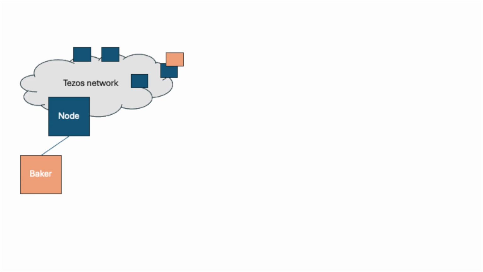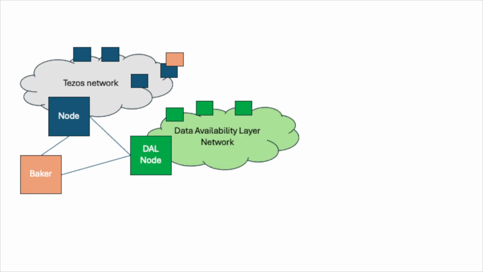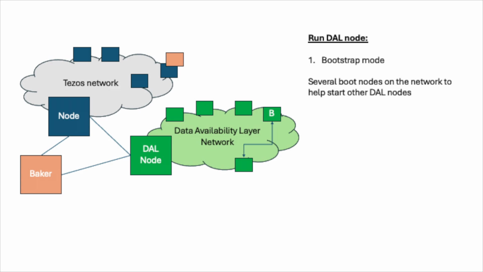Our current setup consists of the node and the baker. The DAL node slots in between the baker and the node, and you can run the DAL node in two different ways. First of all, you can run it in bootstrap mode. So a boot node allows other DAL nodes to join the network. The DAL has its own P2P network, and it uses that to exchange information.